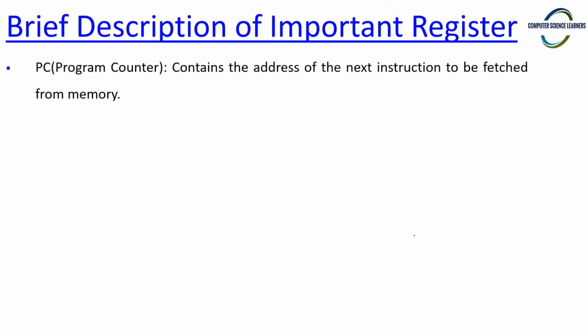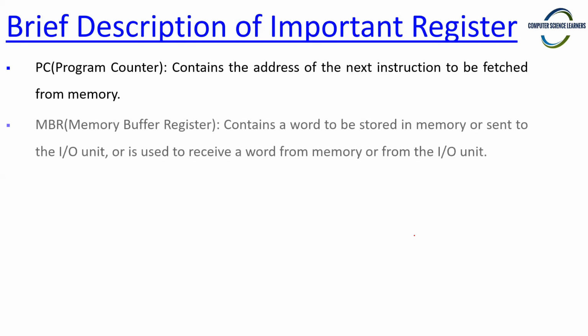Starting from program counter. You can remember this with the name count. Count is something like, if we start the counting from 1, next is going to be 2, then after 2 we'll have 3. Similarly, this program counter keeps the count of the instructions. It contains the address of the next instruction that is going to be fetched from the memory, or you can say which is going to be executed.